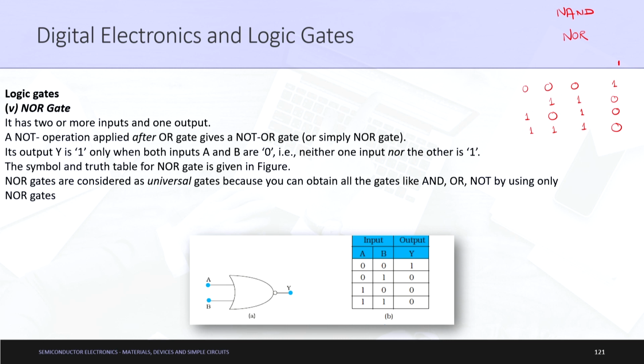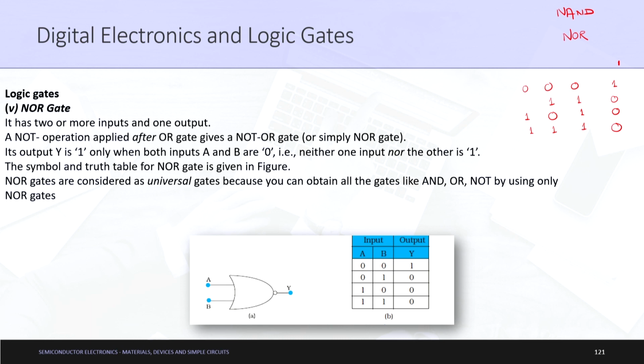Fine. So, it has 2 or more inputs and 1 output. A NOT operation applied after an OR gate, again very important, first of all the OR gate is added, then a NOT gate is added. A NOT gate cannot be before an OR gate. So, a NOT operation applied after an OR gate gives a NOT OR gate or simply a NOR gate. Its output Y is 1 only when both inputs A and B are 0, that is neither one input nor the other is 1. Okay. So, it is only and only 1 if both are 0.